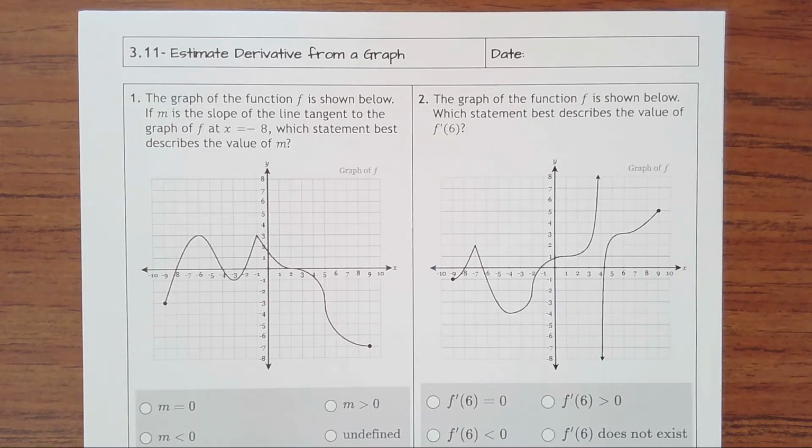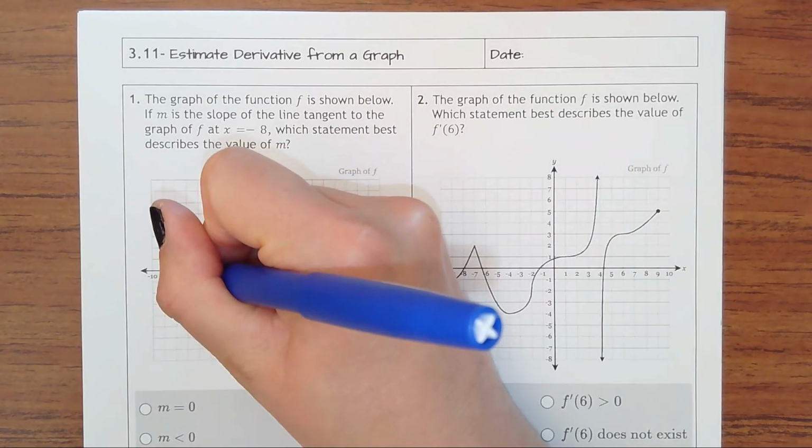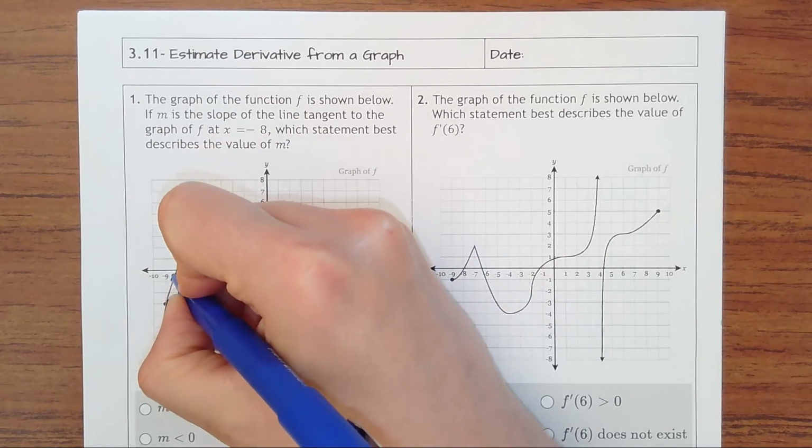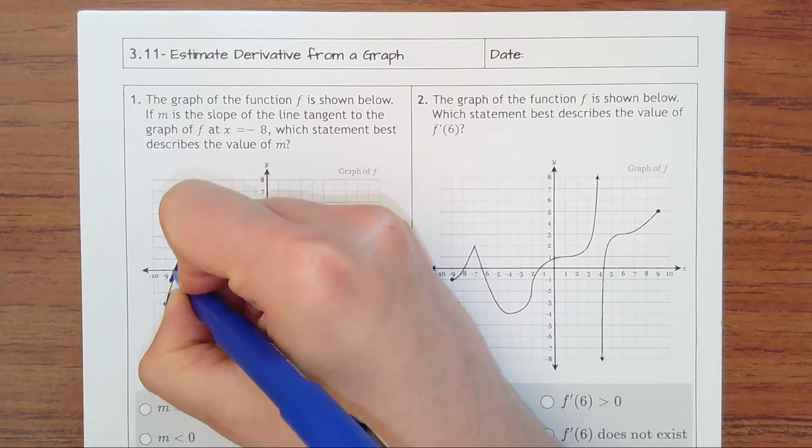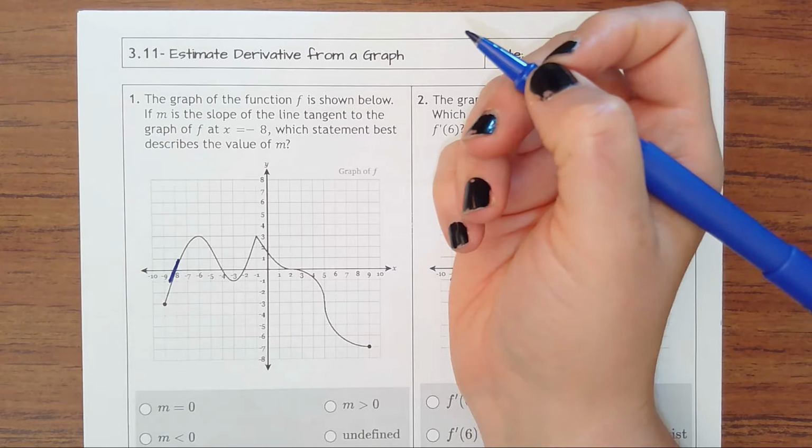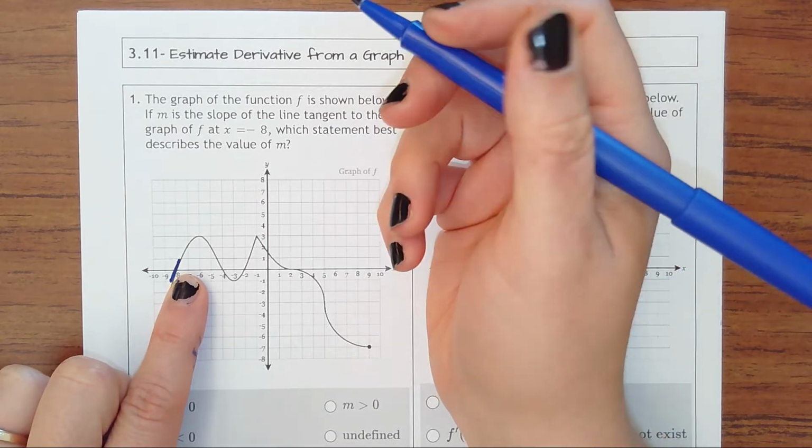3.11, estimate derivative from a graph. The graph of the function f is shown below. If m is the slope of the line tangent to the graph of f at x equals -8, which statement best describes the value of m? So we're looking for the slope specifically at -8. So let's draw kind of a tangent line here. Well, what can we say about the slope of this linear function I've made in blue?